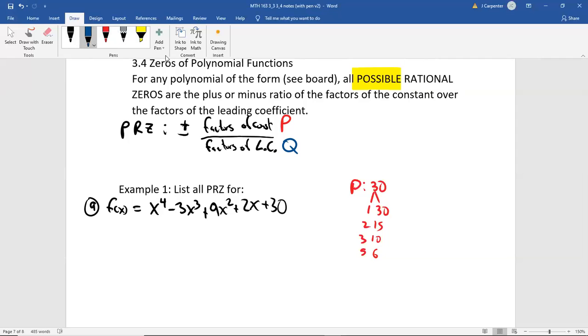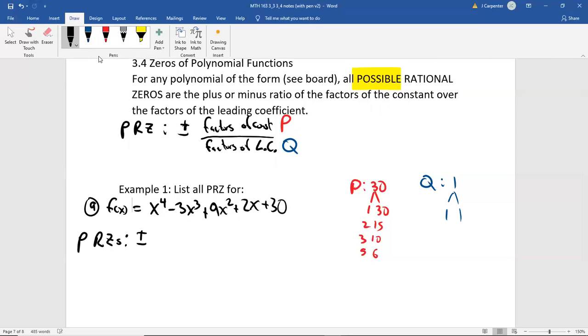And then q, which is all the factors of the leading coefficient, which is the 1. Well, the only factors of 1 are 1 times 1. And I'm not really going to need the 1 twice. I'm just, again, being very meticulous with listing the factors. This is the entirety of the work. This is all it is. Don't overthink it.